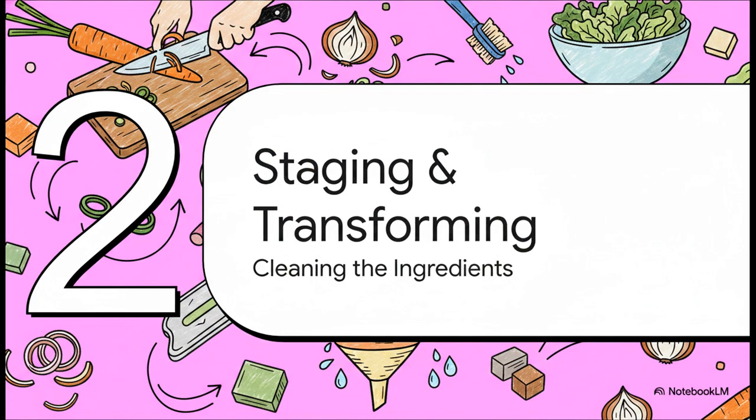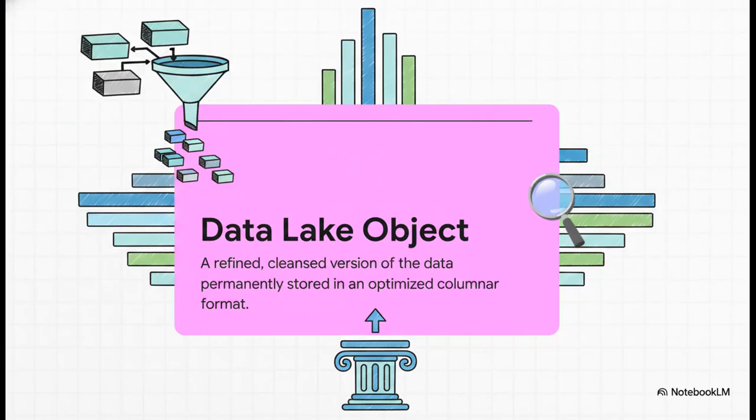Section 2. Staging and transforming data. Cleaning and chopping the ingredients. Right, so enter the data lake object, or DLO. Once your data leaves that temporary DSO stage, it moves into a DLO. This is a refined, cleansed version of your data, and it is permanently stored behind the scenes in a highly optimized columnar format. So, while the DSO is just temporary, the DLO is permanent. It's this absolutely crucial stepping stone. For your data set, the DLO becomes the permanent source of truth after everything has been standardized. Any new data that flows in tomorrow is just going to extend this DLO.